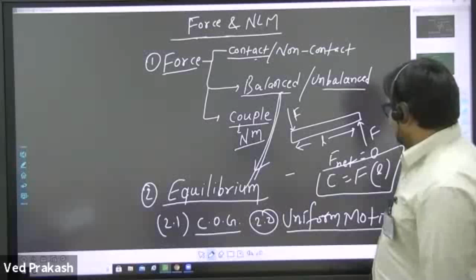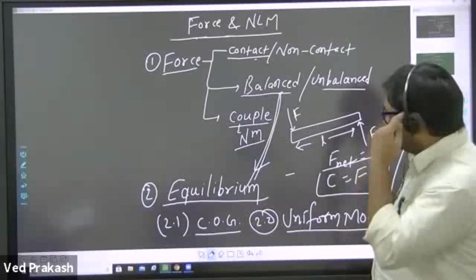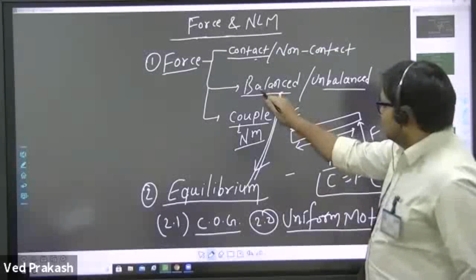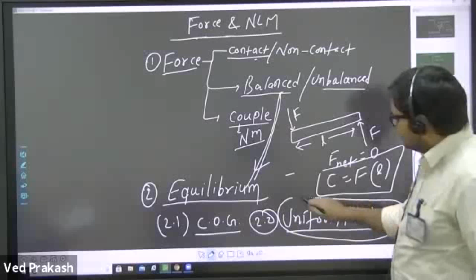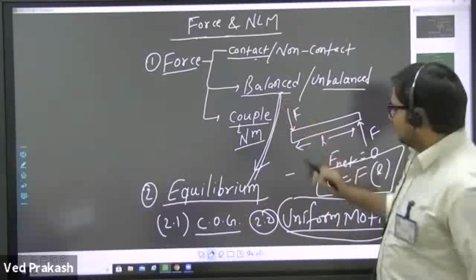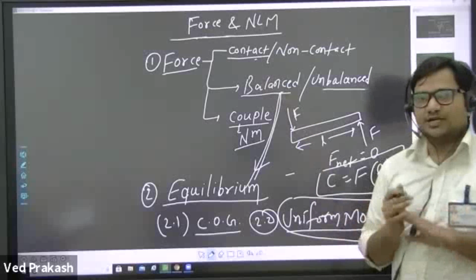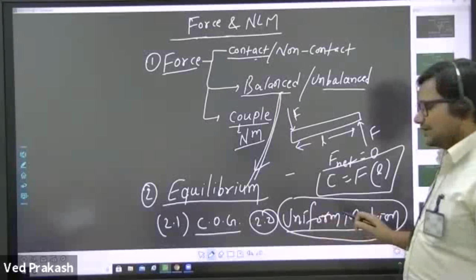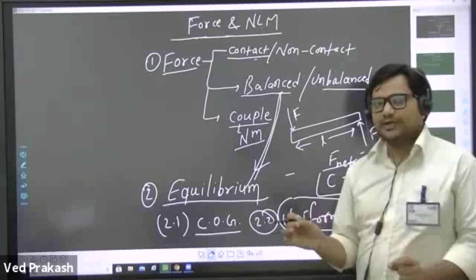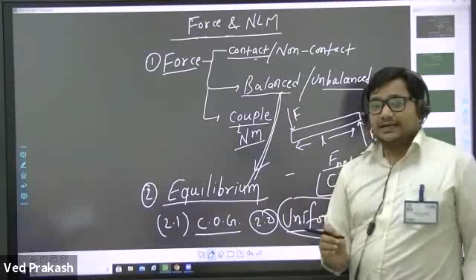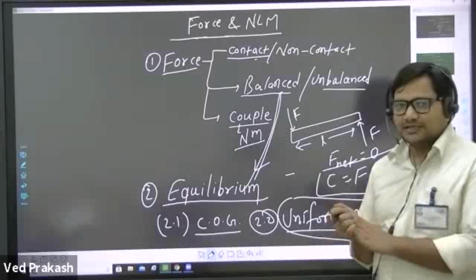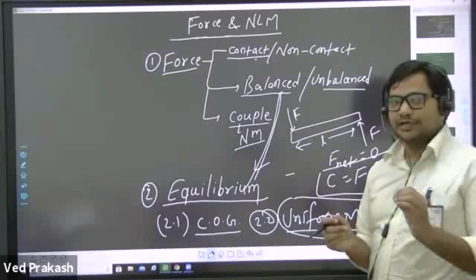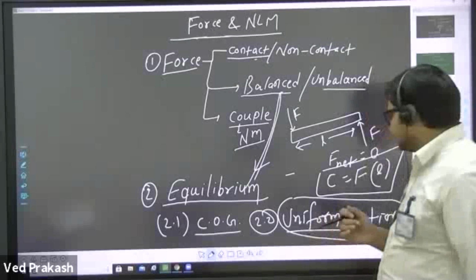Uniform motion. What is uniform motion? Any system can be in uniform motion if and only if no forces or balanced forces are acting on that system. The definition of uniform motion is: a body is said to be in uniform motion if it is moving with constant velocity. Constant velocity means constant both in magnitude and direction.